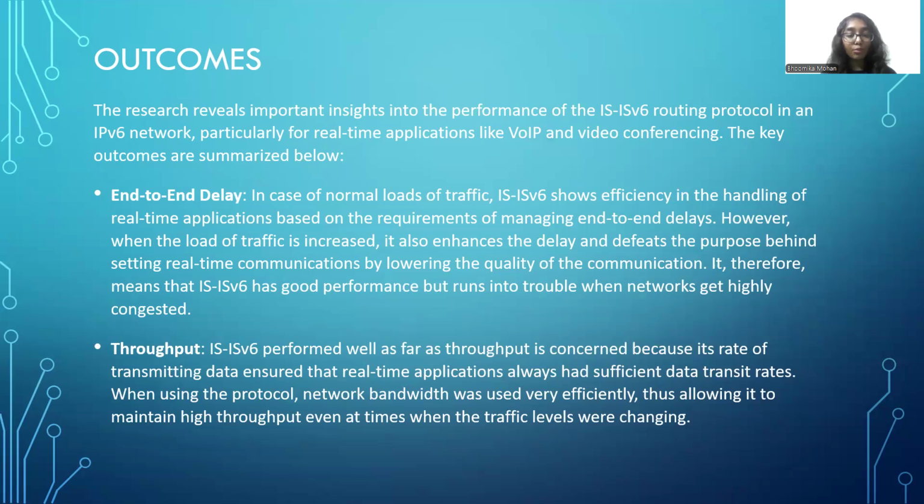The second one is throughput, where ISIS v6 performed well because its rate of transmitting data ensured that real-time applications always had sufficient data transit rates. When using the protocol, network bandwidth was used very efficiently, thus allowing it to maintain high throughput even at times when the traffic levels were changing.